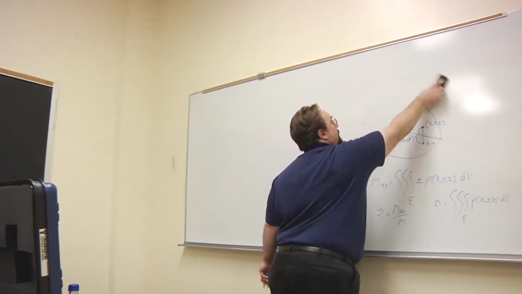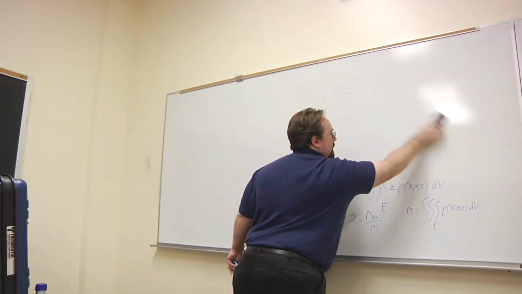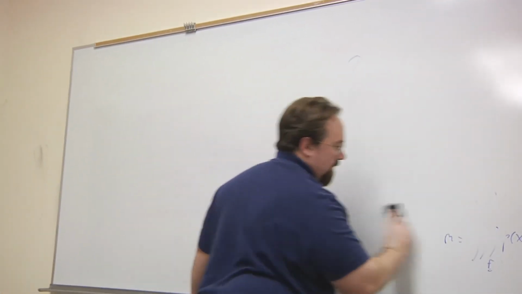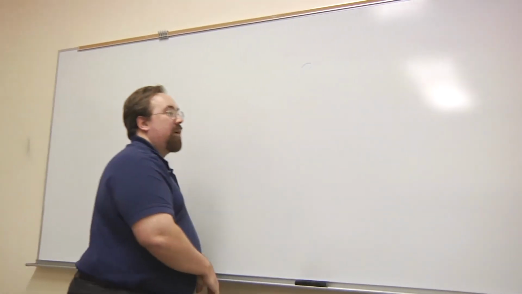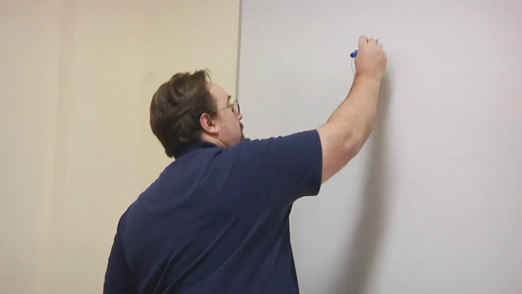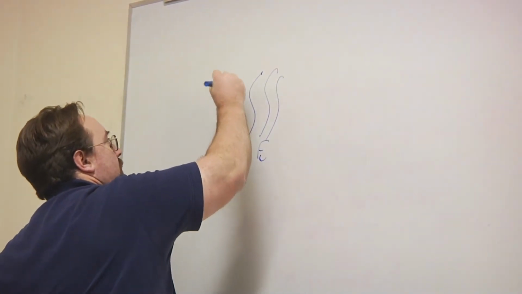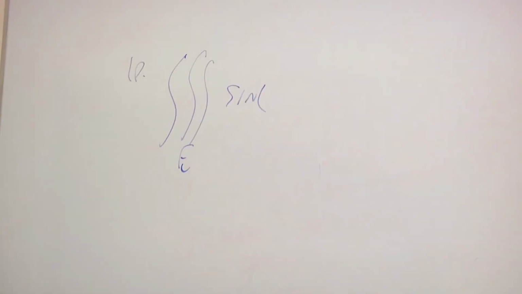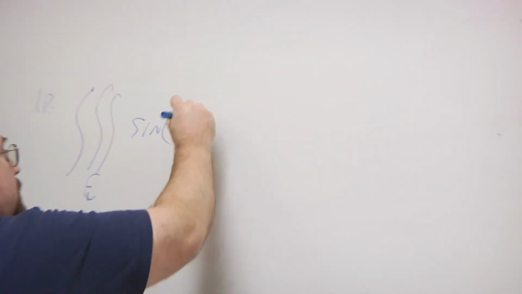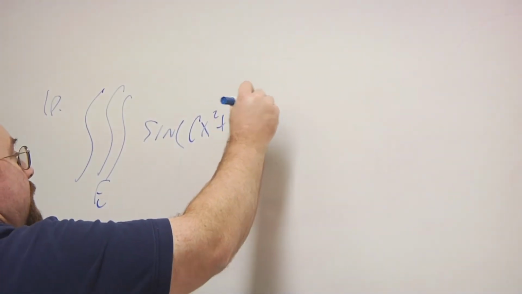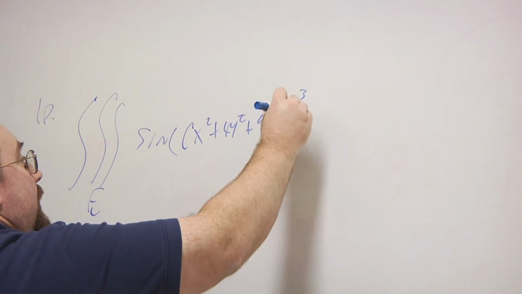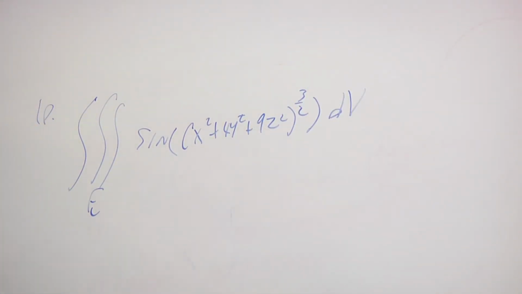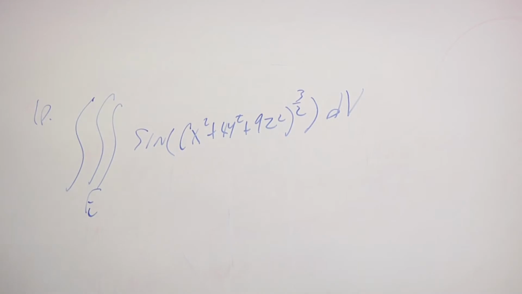Change of variables problem. This time, you get to come up with the change in variable involved. The integral of x squared plus 4y squared plus 9z squared to the 3/2 dV. Okay. So don't be put off by the 3/2. It's not nearly as bad as you think.